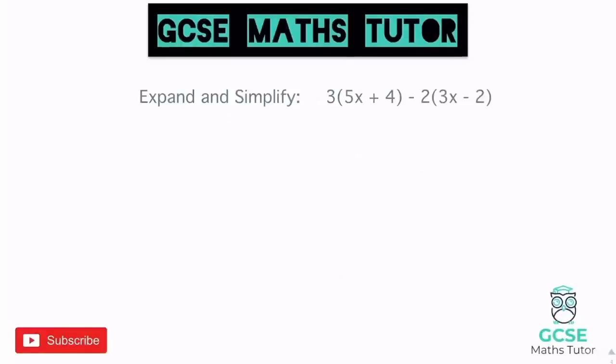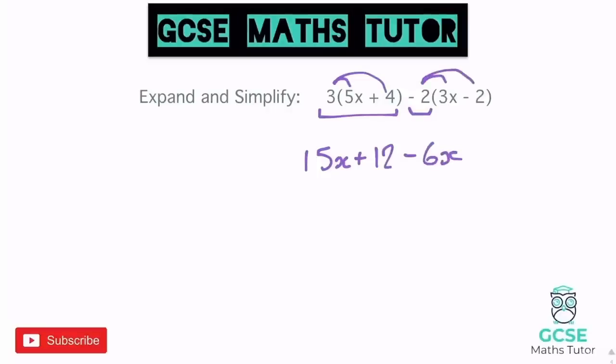Expanding and simplifying two brackets, so we'll expand these separately, so let's have a look at the first one. So 3 times 5 is 15, and 3 times 4 is 12. So we have 15x plus 12. On to the next one. Got to be careful with this one because it's saying take away, which means this is a negative 2 at the start of the bracket. So we're going to times both these pieces by negative 2. So negative 2 times 3x is negative 6x, and negative 2 times negative 2 gives us positive or plus 4.